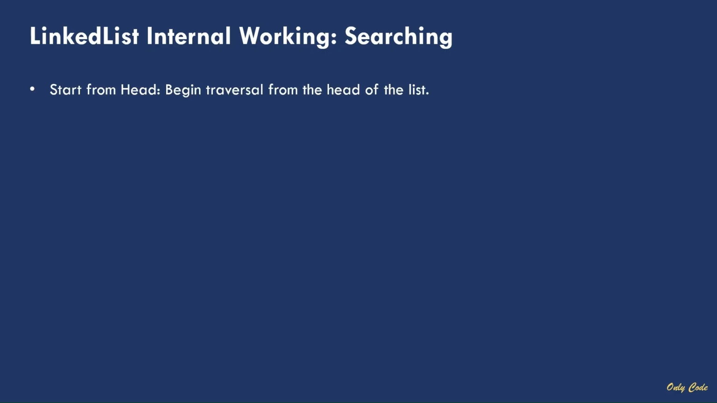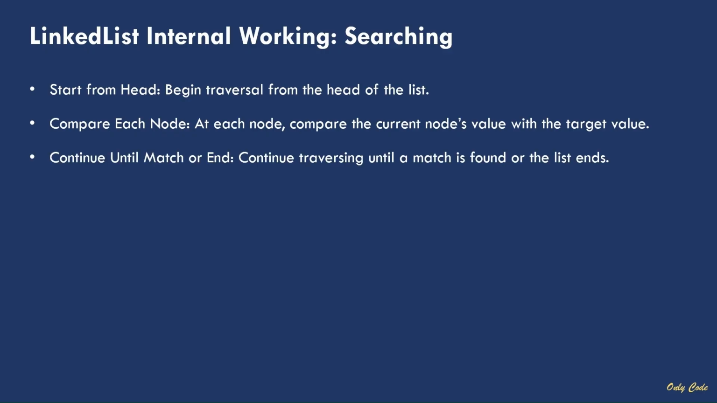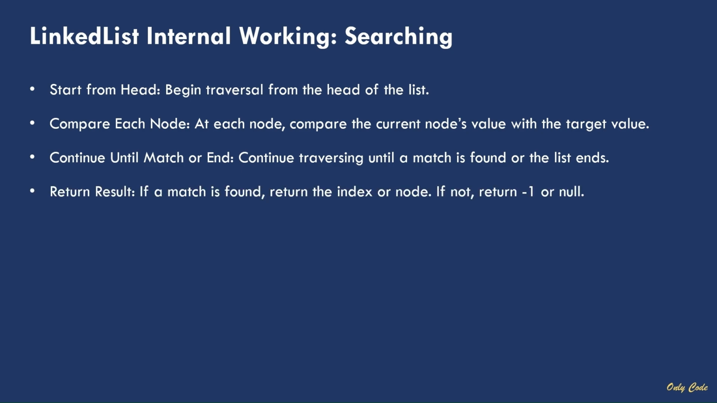Let's take a look at how searching works in a linked list. To begin the search, we start traversing the list from the head node, the very first element in the list. As we move through the list, we compare the value of each node with the target value we are looking for. This comparison continues node by node until we either find a match or reach the end of the list. If a match is found, we return the index of the node, or the node itself, depending on the implementation. If we traverse the entire list without finding the target, we return -1 or null to indicate that the element is not present.